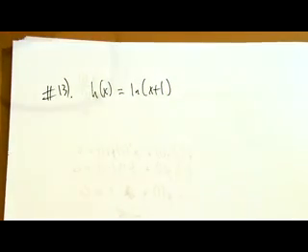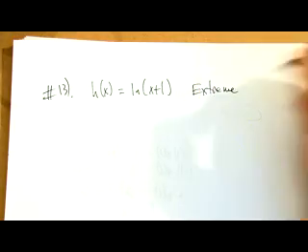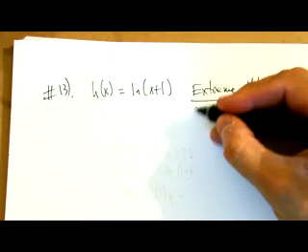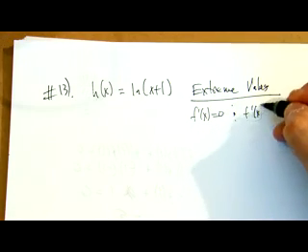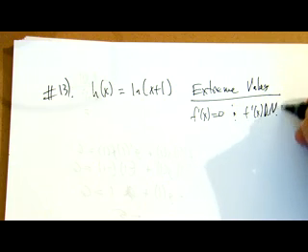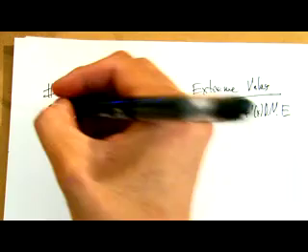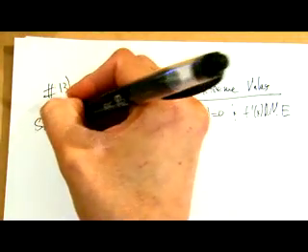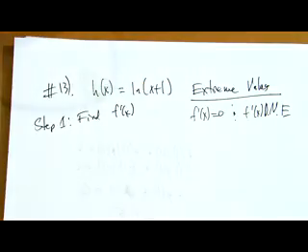Okay, so I need to find my extreme values. And my extreme values, if we recall, are where f prime is equal to 0 and also where f prime does not exist. So the first thing we're going to do is find the derivative. I'm going to write this in steps. Step 1, I need to first find f prime of x.